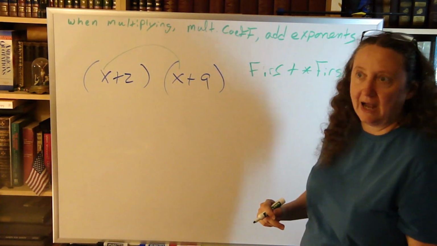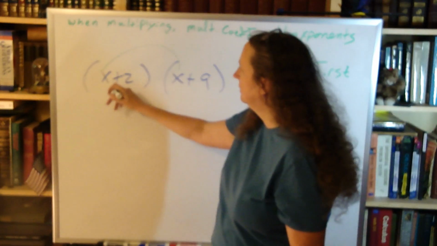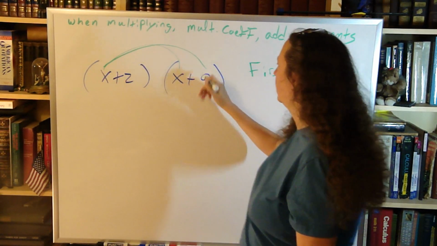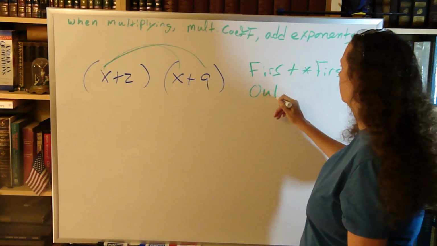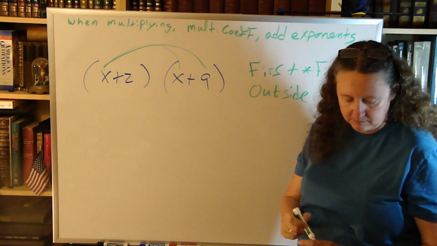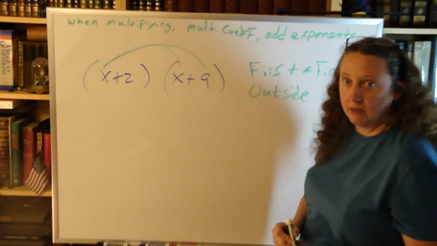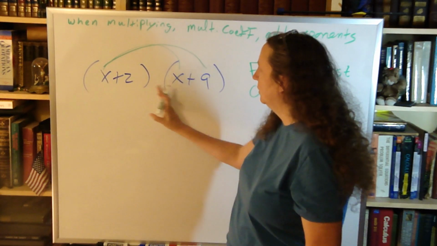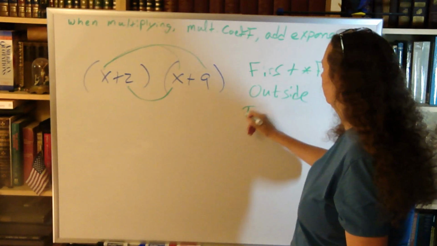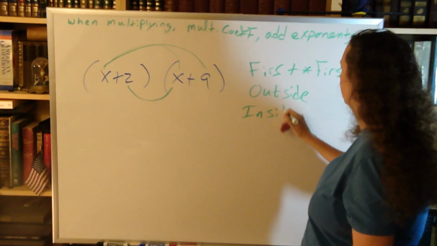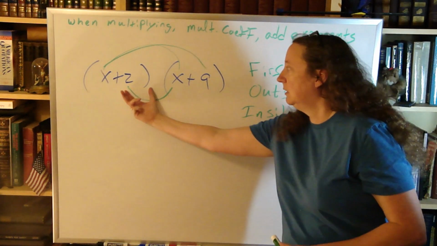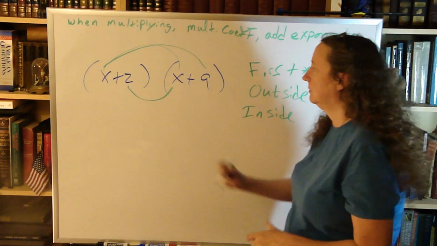Then you're going to take the outside times the outside. The outside one here, outside one there, the ones that are furthest away from each other. Then you're going to take your inside times your inside, the two that are closest to each other. Then you're going to take the last term times the last term.